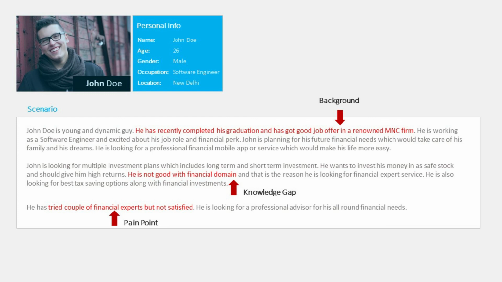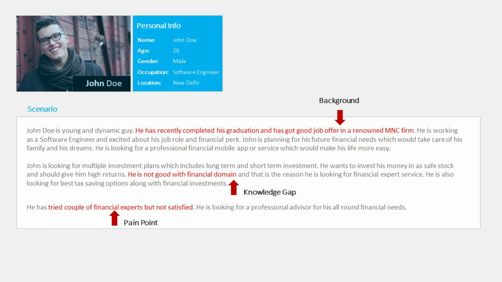What are the important factors you should always keep in mind while creating scenarios? There should be some kind of background for the designer to understand the user. Okay, so if you see, he recently completed his graduation and has got a good job offer in an MNC firm. And the second part of it is the knowledge gap. He's not good with the financial domain. So I know that this user is a novice user when it comes to a financial app. So I know as a designer what things I should include in my design or my wireframe, like those help tutorials that would be included in my wireframes, because this guy does not have that domain knowledge.